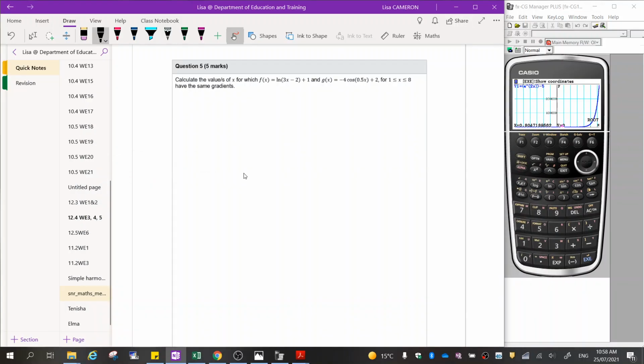Okay, so next thing, calculate the values of x for which f(x) and g(x) between that domain have the same gradients. Okay, so if we're talking about when they have the same gradients, that means that we want f'(x) to be equal to g'(x). Okay, it has to be between these two things.